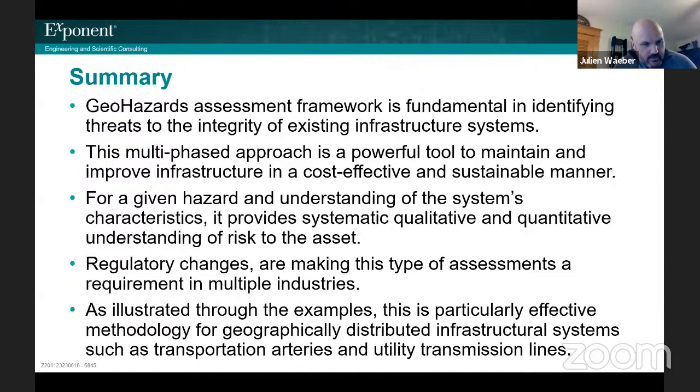So as illustrated through the examples, I hope you've seen that these are particularly effective methodologies for geographically distributed infrastructure systems, and for understanding that there is a risk.